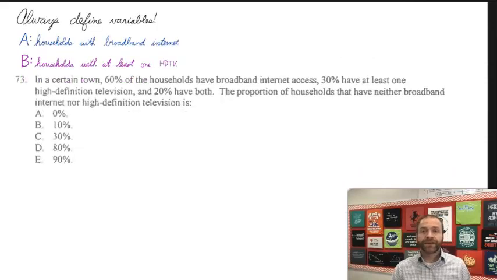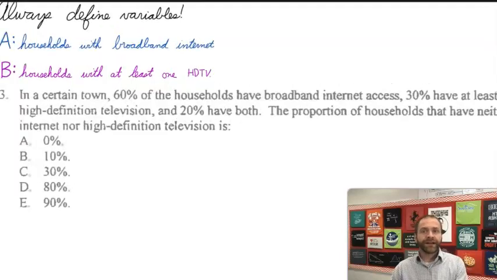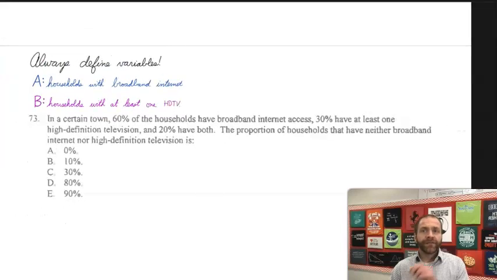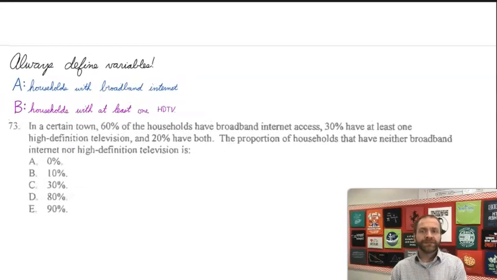Really, what I'm going to do is define my variables. I'm going to say A represents the households with broadband internet and B represents the households with at least one HDTV. That is one thing you do need to focus on, being able to define your variables. If you're going to use them, you better define them. Now I'm going to highlight which parts deal with which.